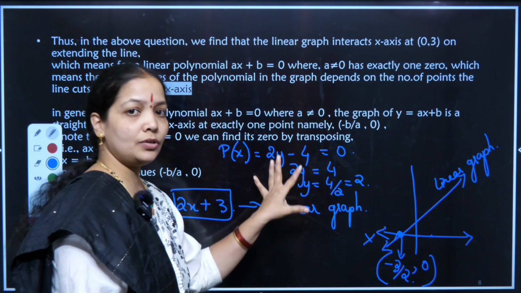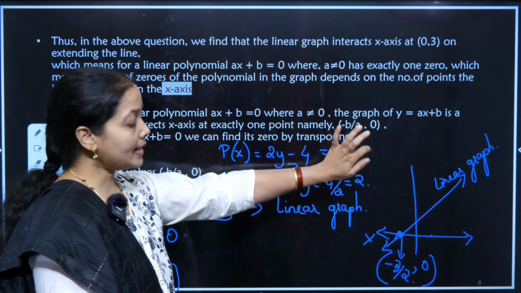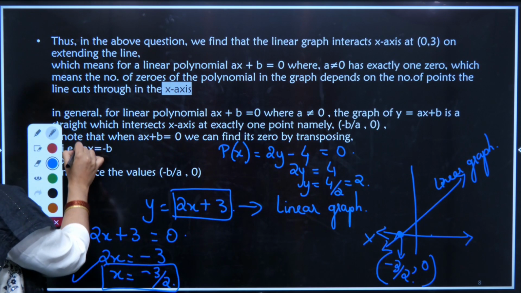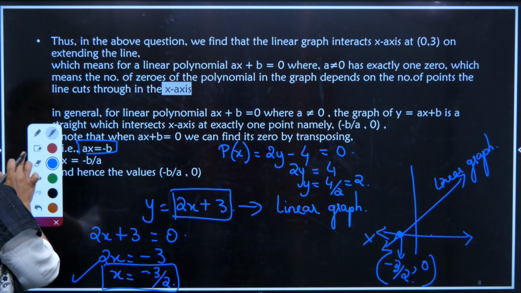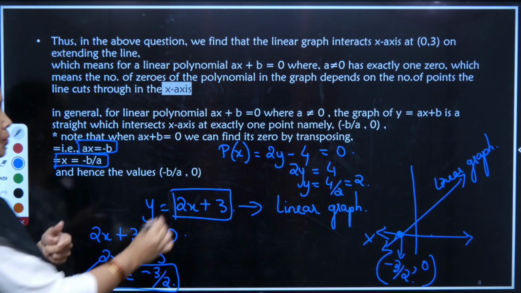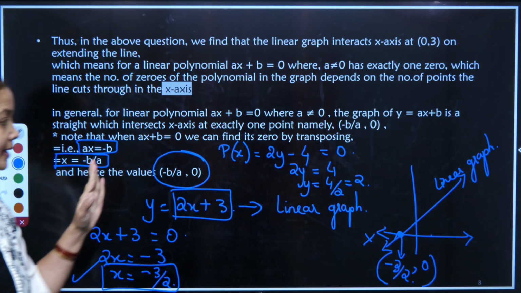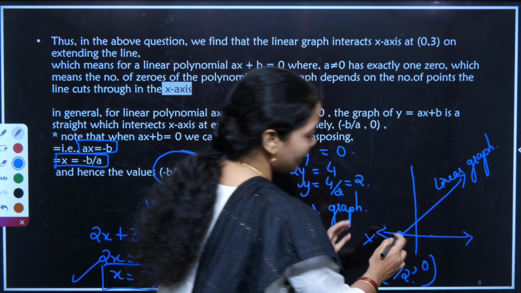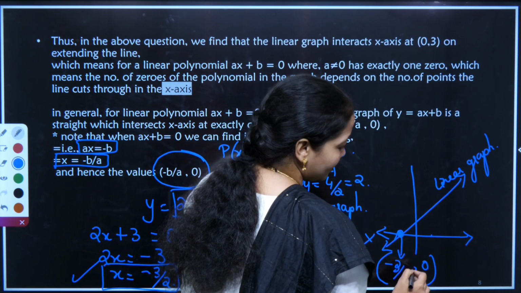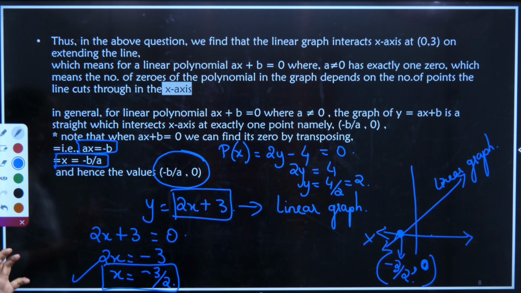So I can make out by just analyzing the graph, or equating it to 0, the nature of the graph as well. That is the meaning of ax is equal to minus b and x is exactly equal to minus b by a, and hence the coordinates will be minus b by a and 0. Minus b by a gives me the point where the graph is going to touch the x-axis. Since it is on the x-axis, the y coordinate will be exactly 0. I hope this is really clear.